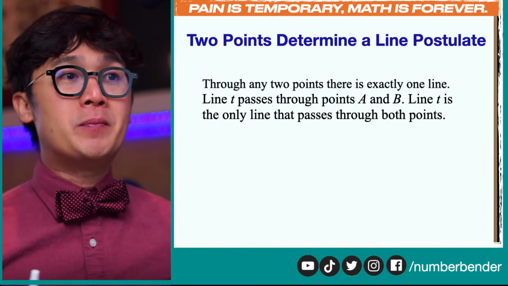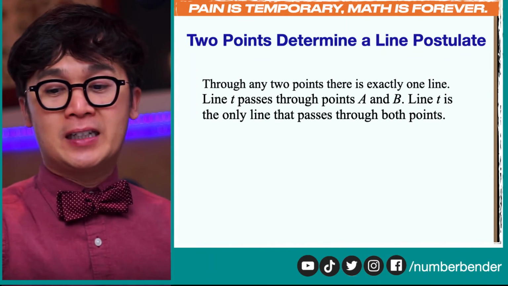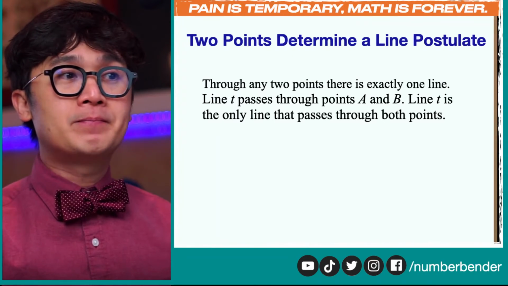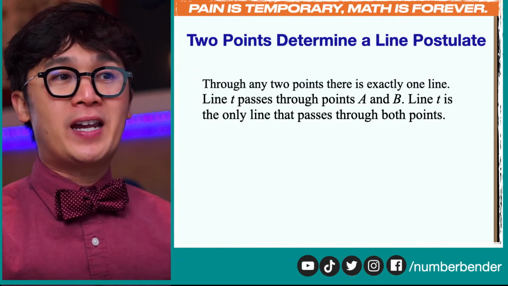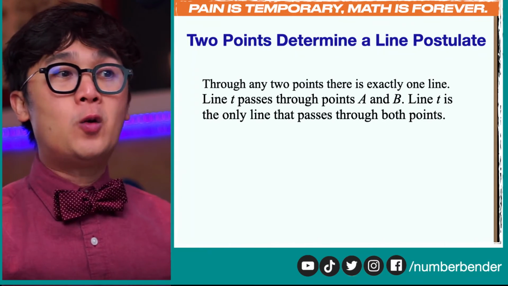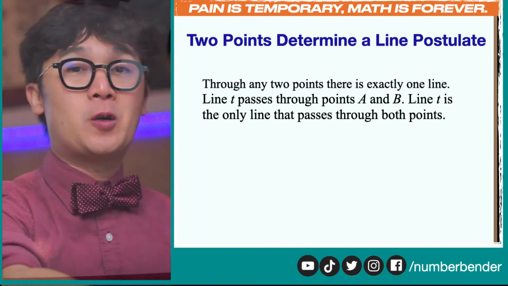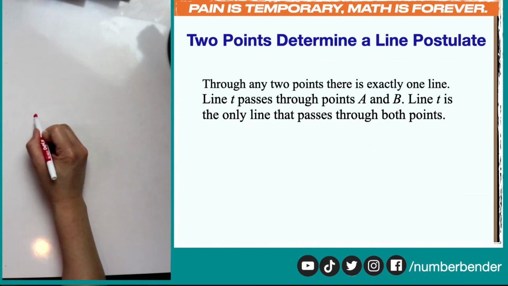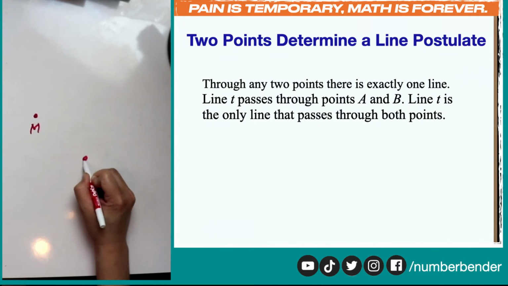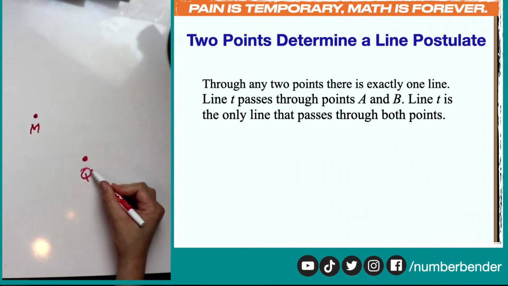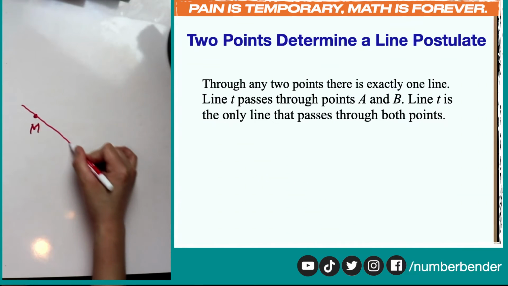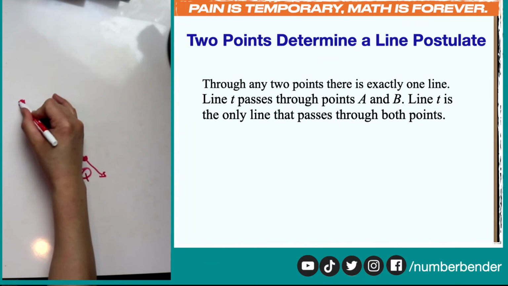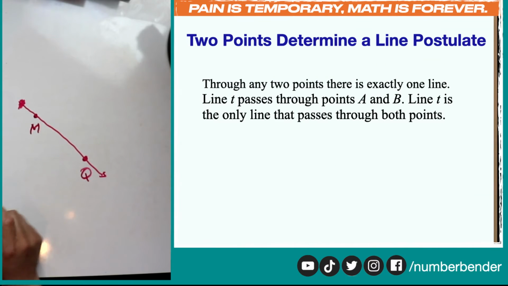Una, two points determine a line postulate. Sabi dito sa postulate na yan, through any two points, there is exactly one line T that passes through points A and B, and line T is the only line that passes through both points. So, paano ba yung postulate na yan? Two points determine a line. So, ibig kong sabihin yan, kung meron kang point M at meron kang point Q, two points determine a line dahil pag kinonect natin yan, we'll be able to create a line. So, yan lang yung ibig sabihin ng postulate na yan.